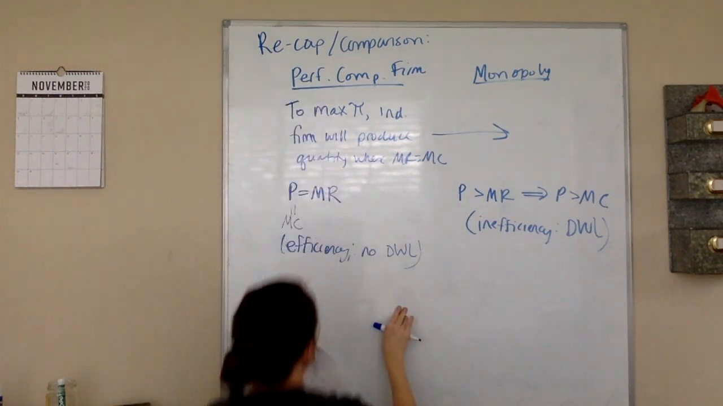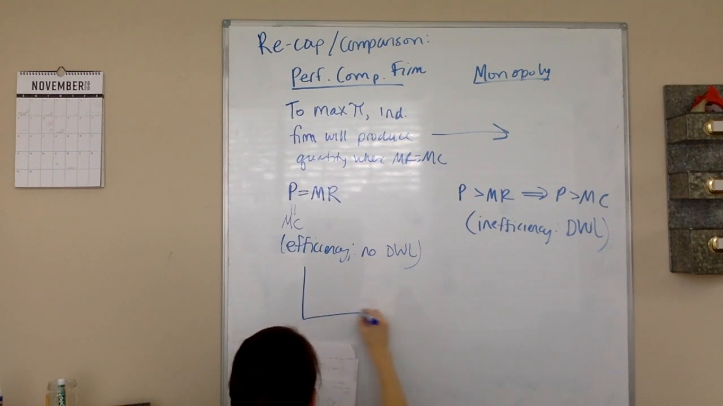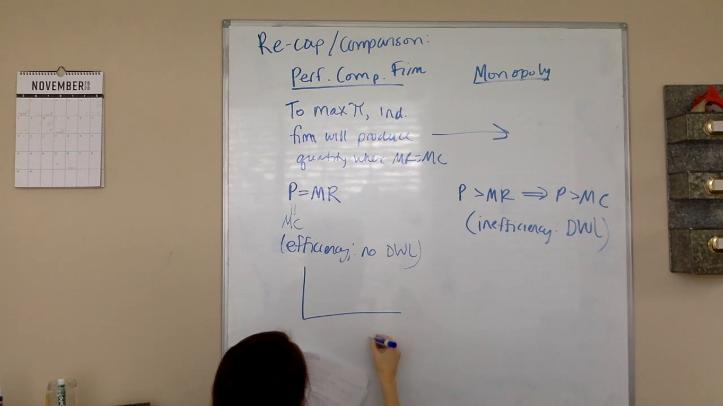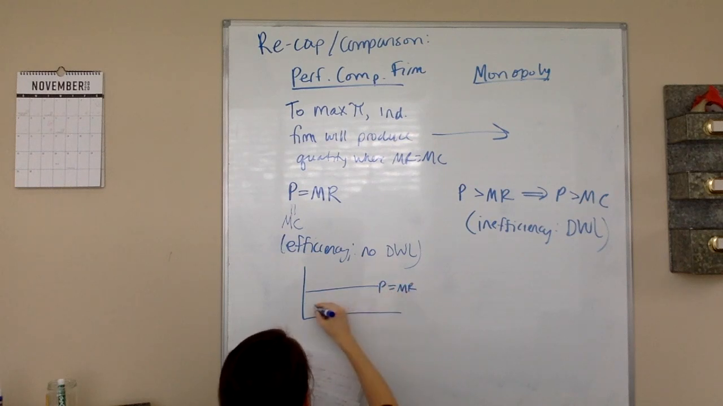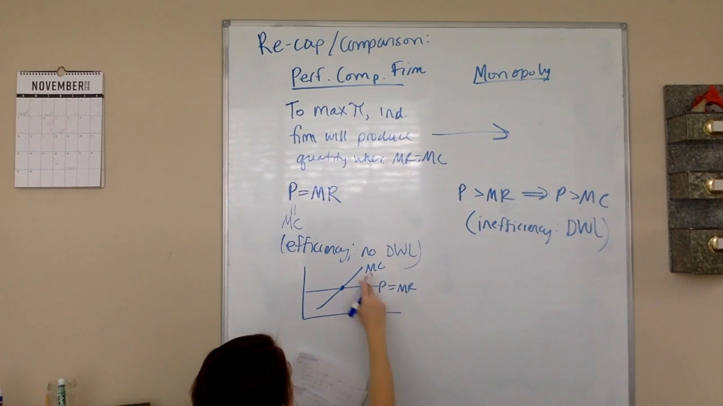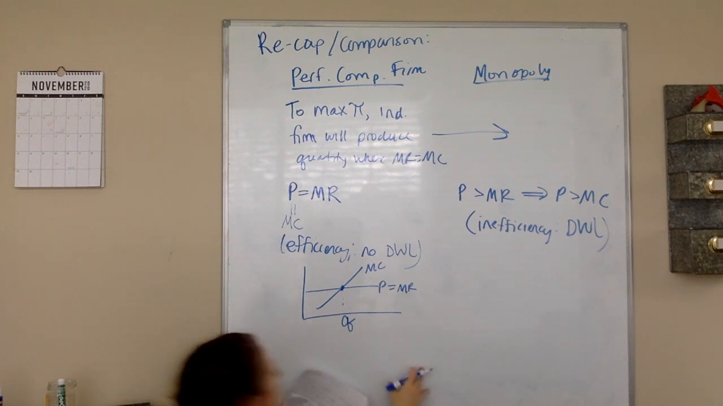Okay, so let me draw you the pictures for this really quickly. For a perfectly competitive firm, this is one individual firm. They've got a price that's equal to their marginal revenue. They've got a marginal cost. They're going to find where marginal revenue equals marginal cost. That's going to give them their quantity of output. There's no deadweight loss there.